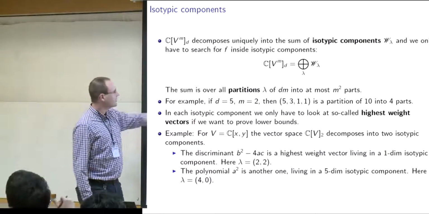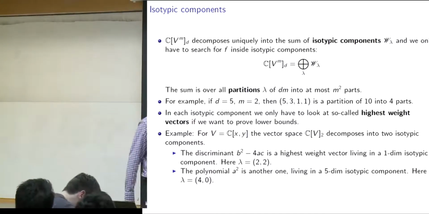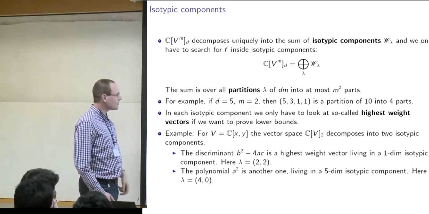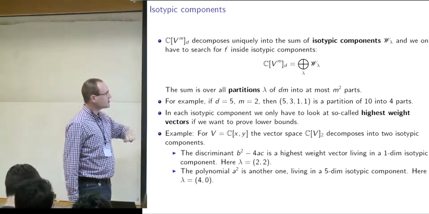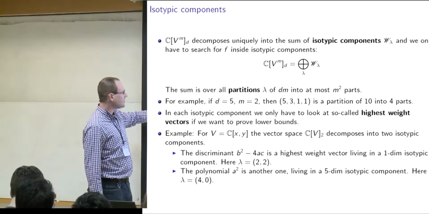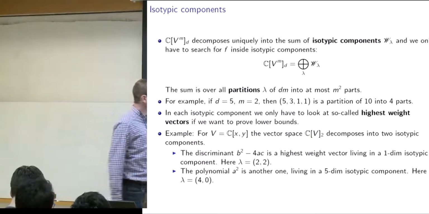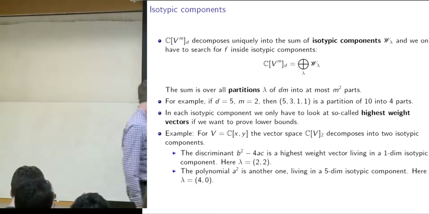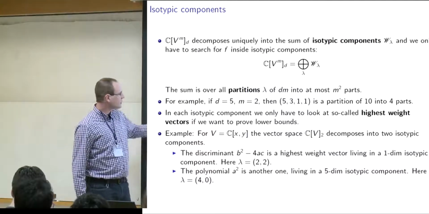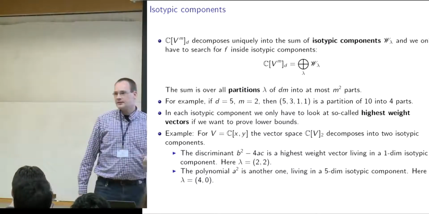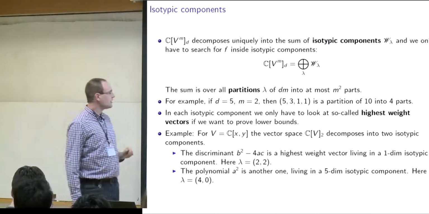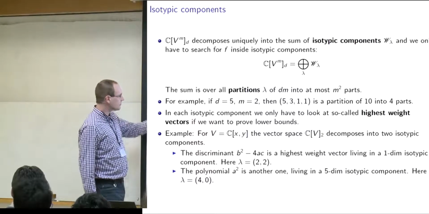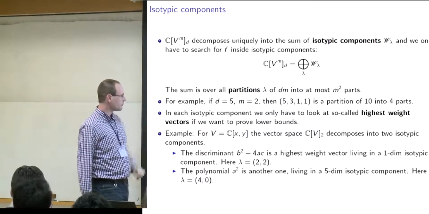So this decomposes, and you will see examples of how this decomposes. But now I'm saying, if we have such a decomposition, that's really nice, because in each of these components, we only have to look at so-called highest weight vectors. And I will also tell you what those are. If we want to prove lower bounds, it's the same statement. It's precisely that we can restrict ourselves to highest weight vectors, and those live in isotypic components. And that's all we have to look at. Let me give you an example here.